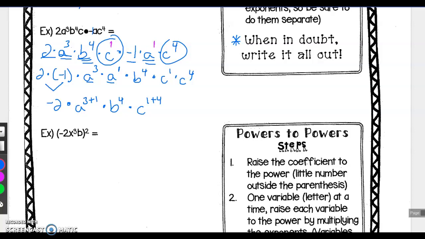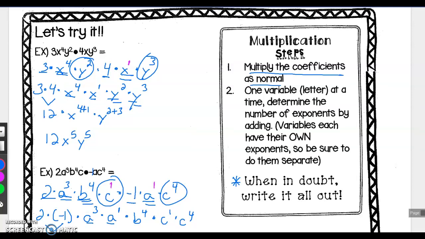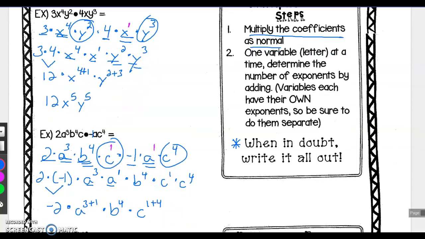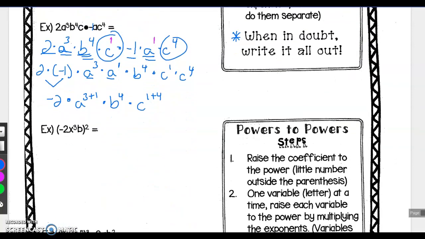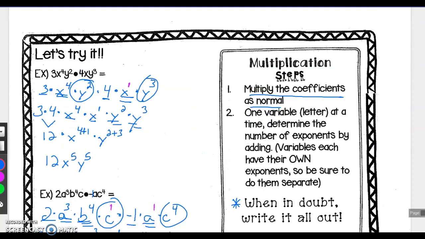And don't add these together, guys. Remember, it says one variable at a time. So this becomes negative 2, a to the fourth, b to the fourth, c to the fifth. So those are 2 examples on using our multiplication steps.